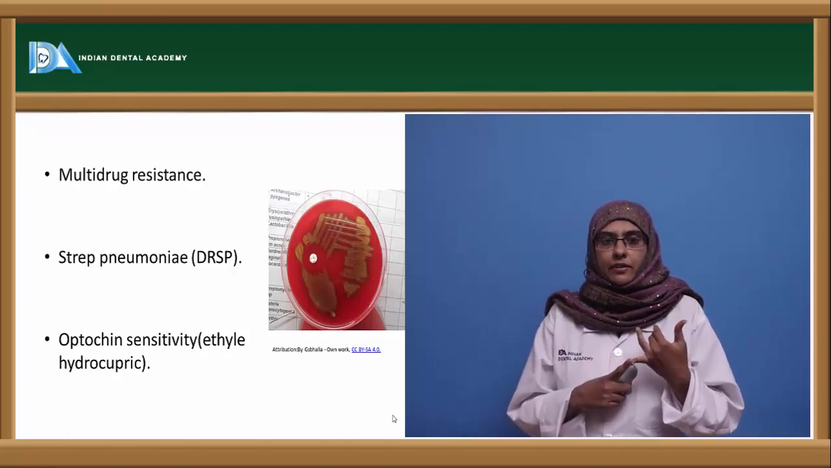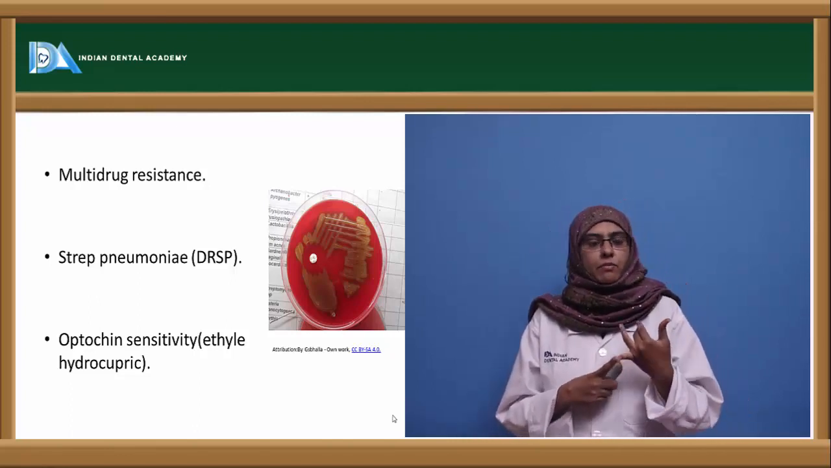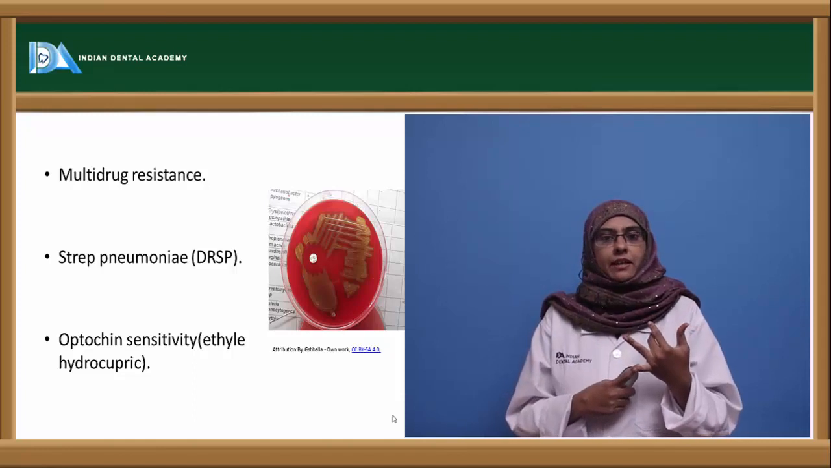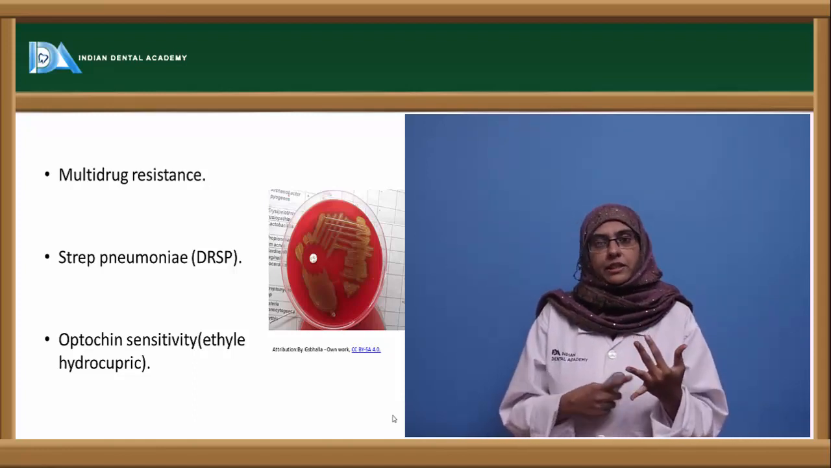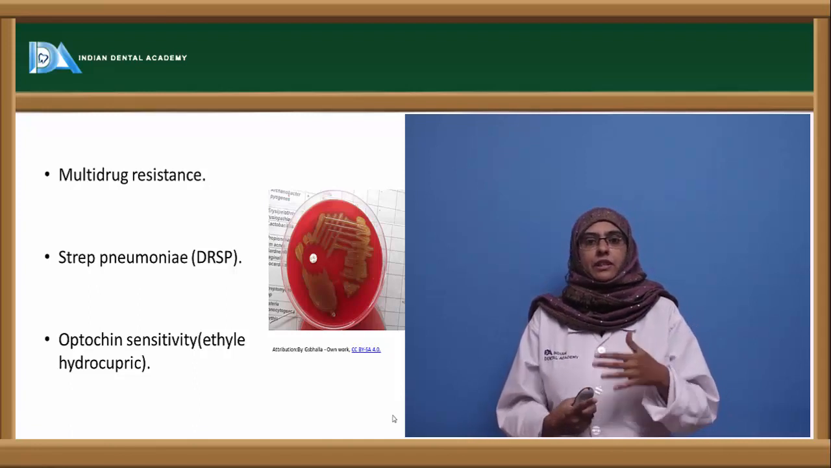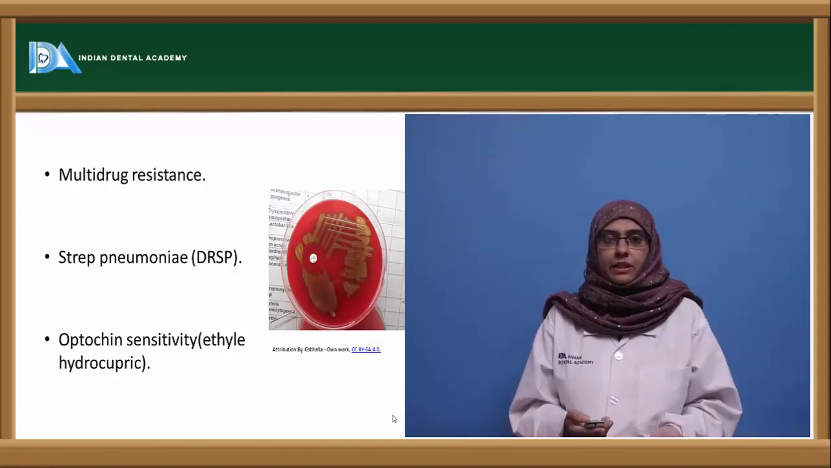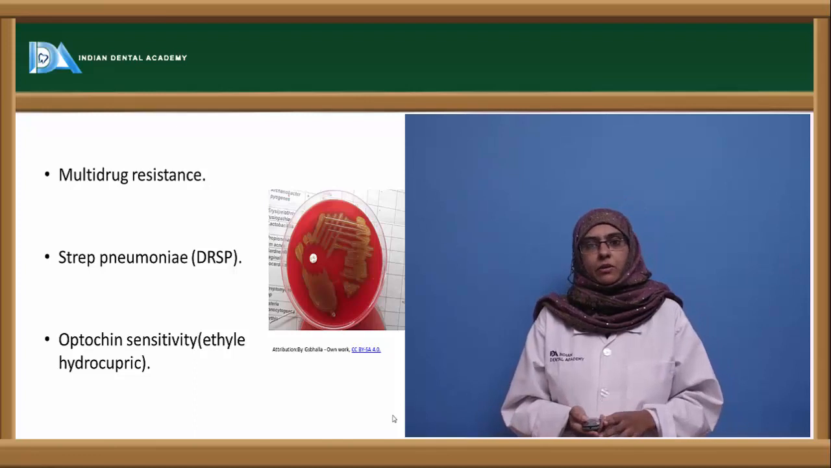The first is that we can identify it with the help of bile solubility. Next is the capsular material that is present in the organism. Third is inulin fermentation, and the fourth is optochin sensitivity. These are the four characteristic features that are exhibited exclusively by the pneumococci.